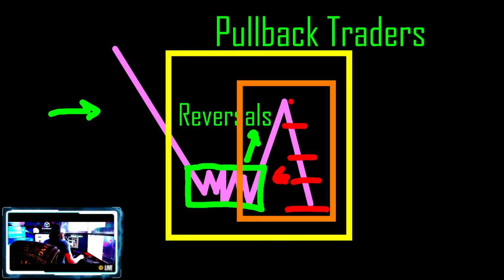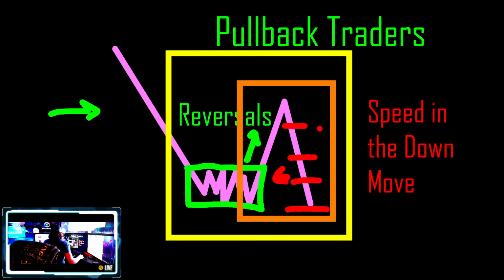Oftentimes what you're going to be looking for is the speed of the down move. Again, if this is slow and sluggish and it's grinding, that's not going to be key. This is one of those things that you need inside of this RICHIE.